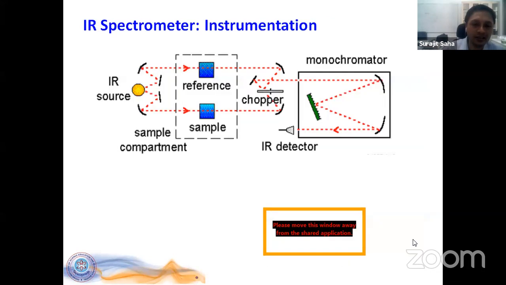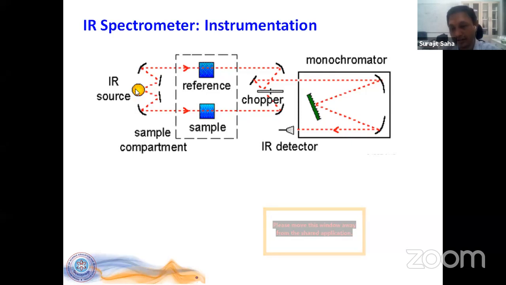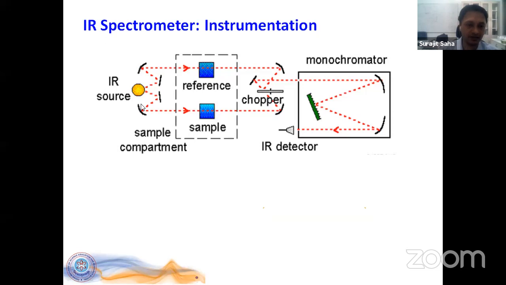Now moving on to the next one, which is the IR spectrometer. In the IR spectrometer, just to remind you once again, the source is not a monochromatic source but a white light source, a wide band IR radiation source. That source will be guided through some optics. So here are these mirrors. And then there can be some differences from one spectrometer to another.